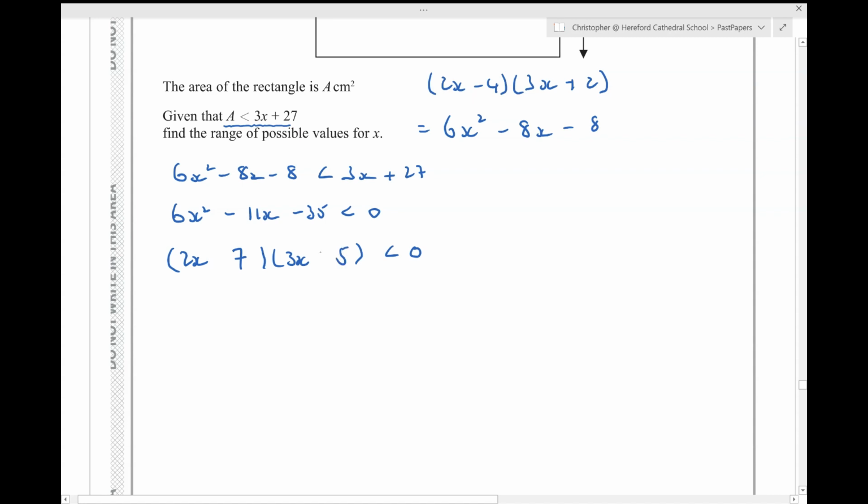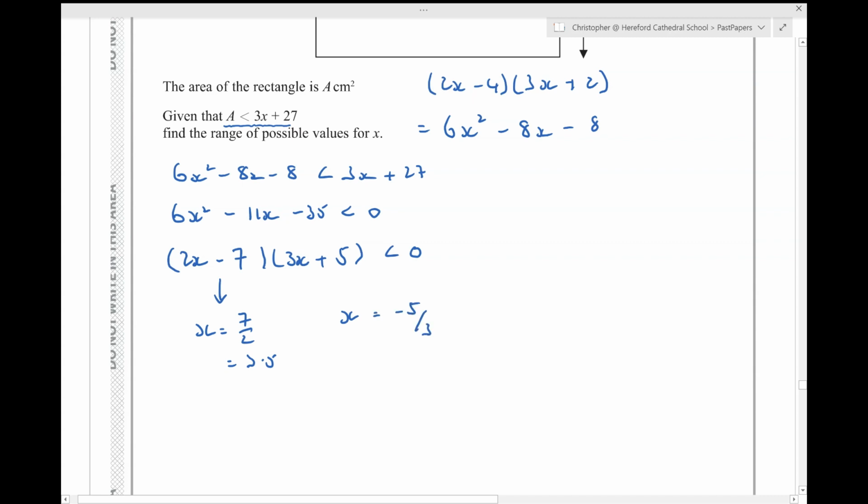Now, one of these is plus, one of them is minus. Can I end up with minus 11 x's? Well, if I do minus 7 times 3, that's minus 21, and plus 5 times 2x is plus 10. There you go, minus 11, as luck would have it. Okay, so what are my solutions here? Well, this one gives me x is equal to 7 over 2, or 3.5. And this one gives me x is equal to minus 5 over 3.